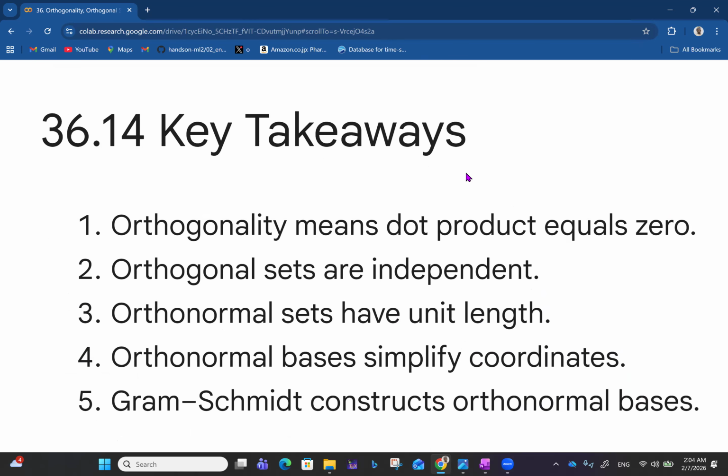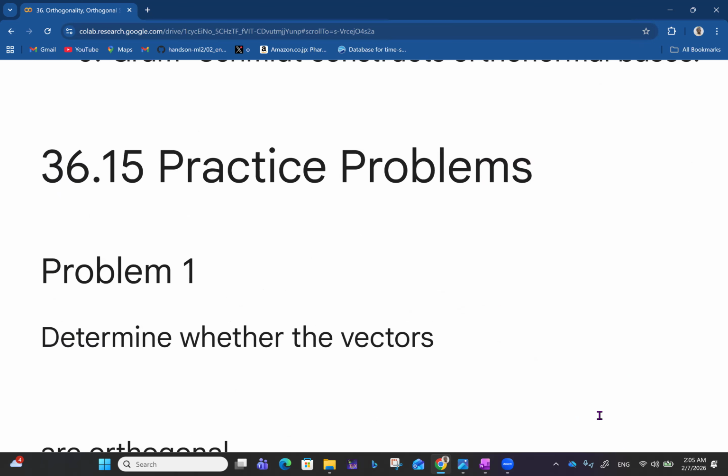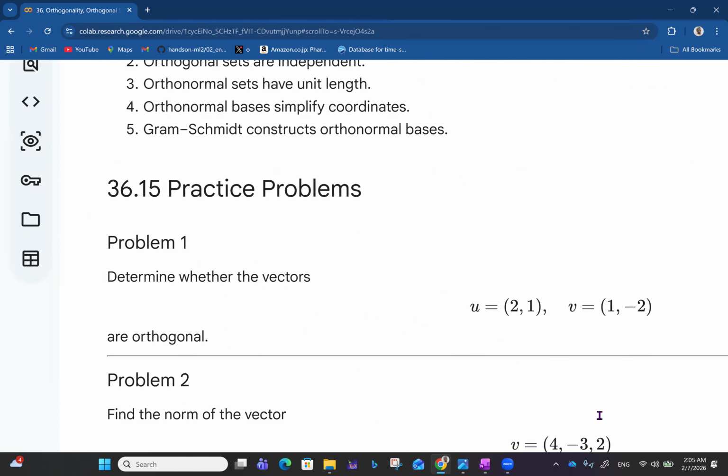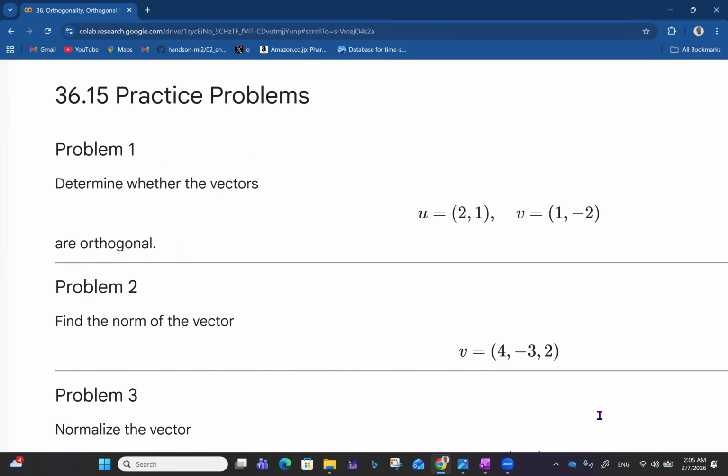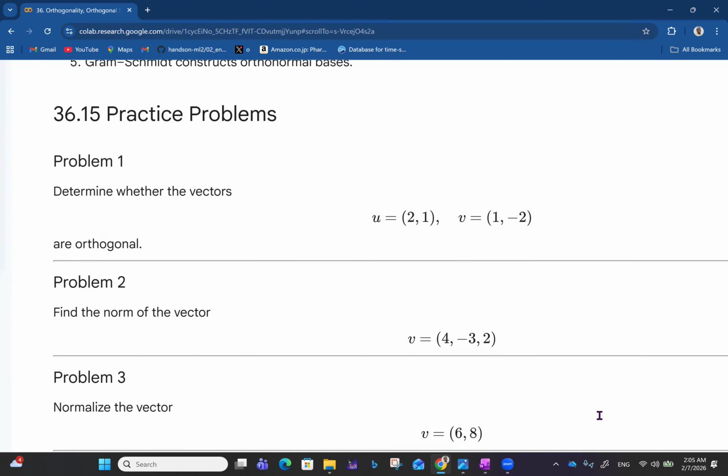Okay, so some key takeaways so far. Orthogonality means dot product equals 0. Orthogonal sets are independent. Orthonormal sets have unit length. Orthonormal bases simplify coordinates. Gram-Schmidt constructs orthonormal bases, and we're going to see more of that in the next video. So try your hands on these questions as much as possible to see how well you get the gist.